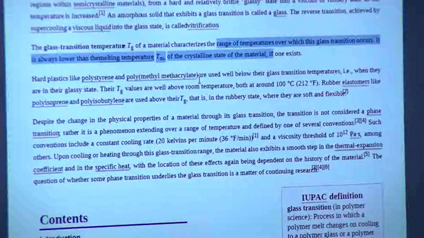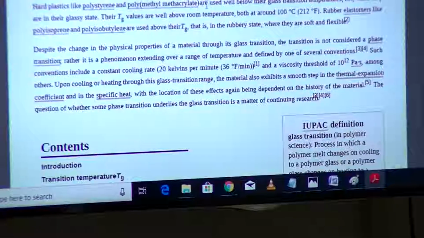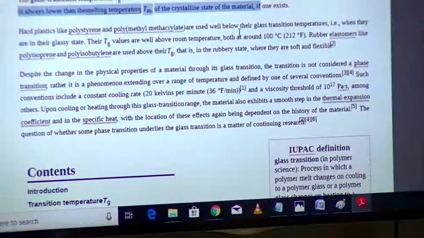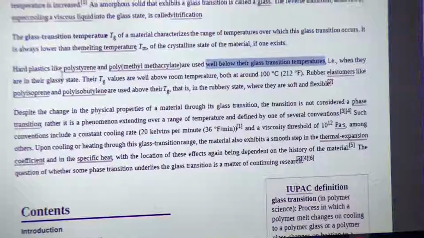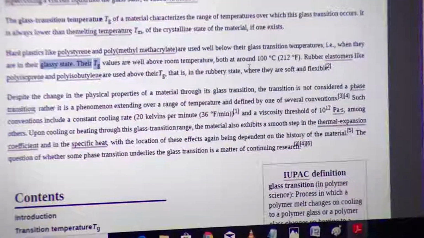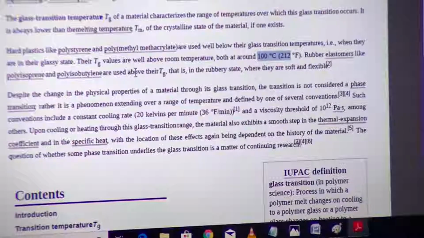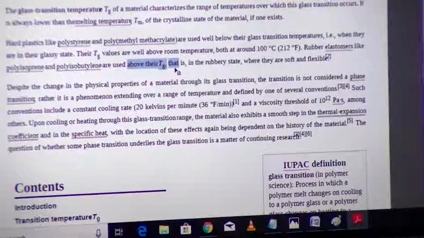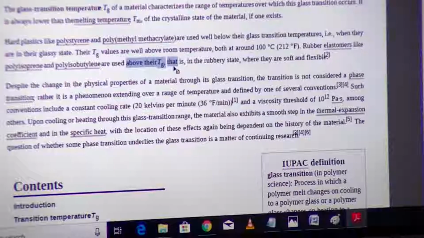In fact, it is a very widely used commercial polymer. PMMA and polystyrene are used well below their glass transition temperatures, that is in their glassy state. The Tg values are 100 degrees or above, while elastomers are used usually above their Tg. So what does that tell you about elastomers? PMMA, is it likely to be hard or rubbery when you are using it?